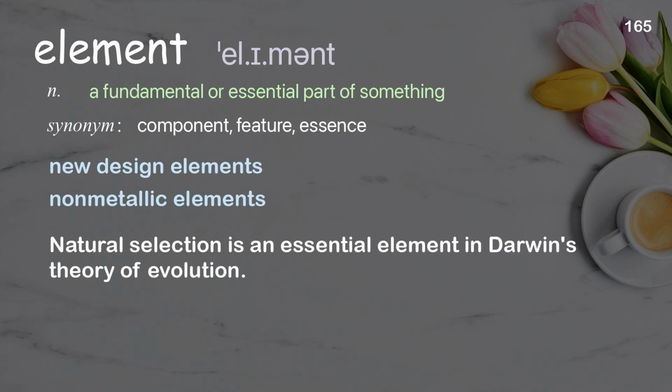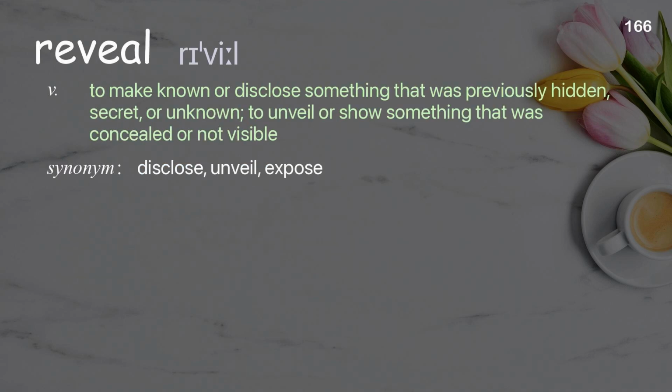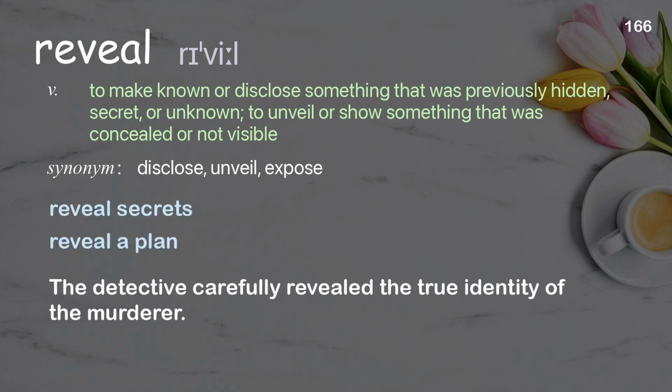Reveal. To make known or disclose something that was previously hidden, secret, or unknown, to unveil or show something that was concealed or not visible. Examples: Reveal secrets. Reveal a plan. The detective carefully revealed the true identity of the murderer.